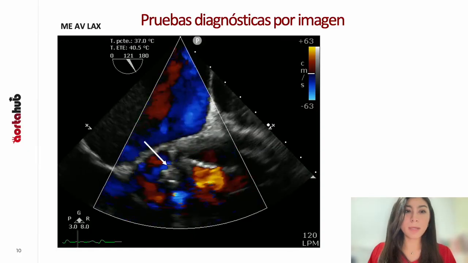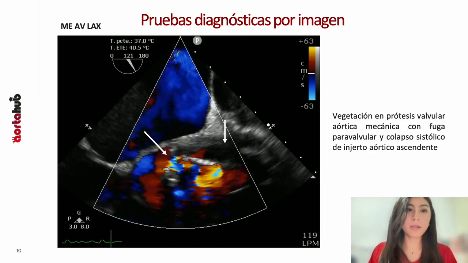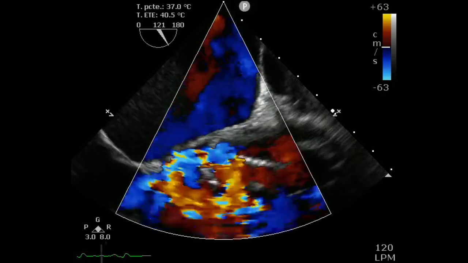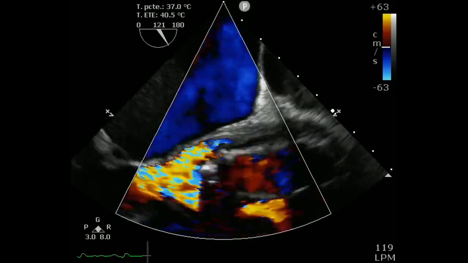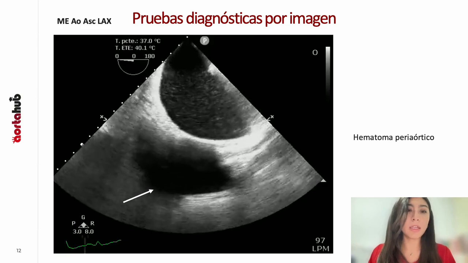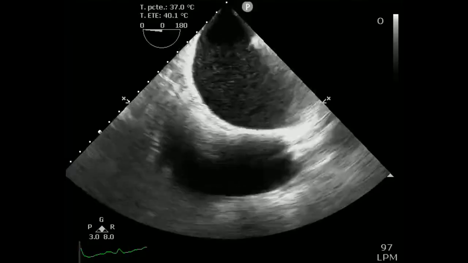Here we have the same image of the long axis with Doppler. We see the vegetation too, and the systolic collapse of the graft. In this image of the long axis at the level of the ascending aorta, we can observe a hypoechoic image with echogenic heterogeneity, indicative of a hematoma located at the height of the aortic root.